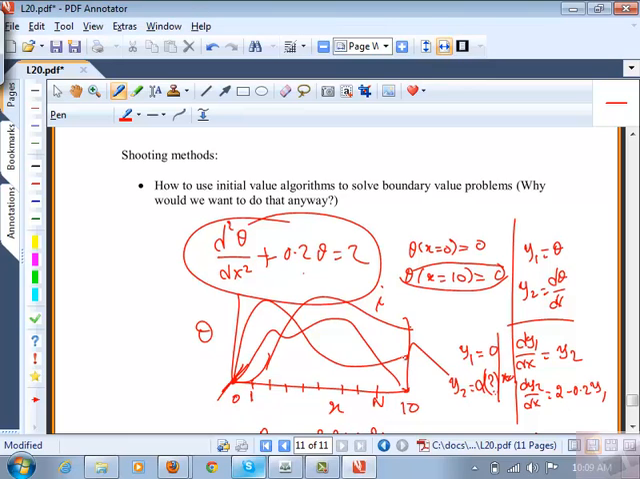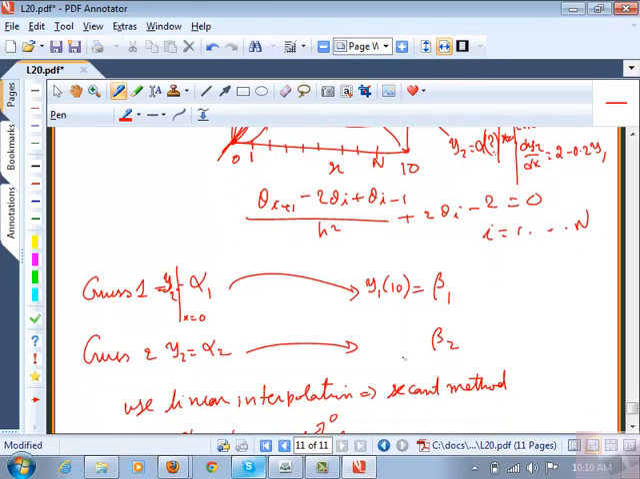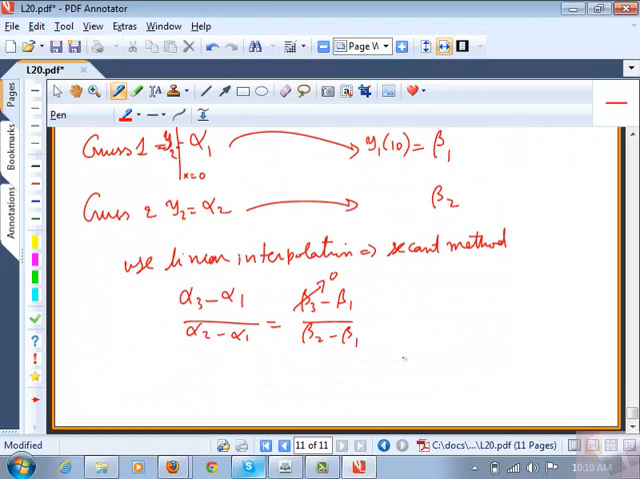But the method is very effective. Why is it effective? Because I get accurate, fourth order accurate, fifth order accurate solution, depending on whether I use the RK4 or RK5 method. And I don't need as many time marching schemes, in this case x marching schemes. That's the basic idea behind the shooting method. It's a very, very powerful method which combines initial value and boundary value problem solutions.